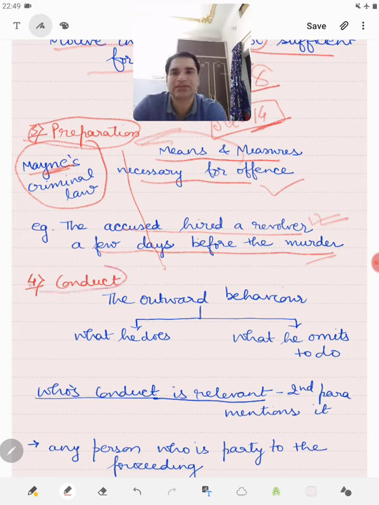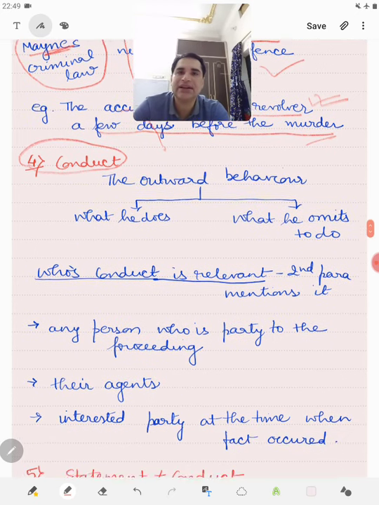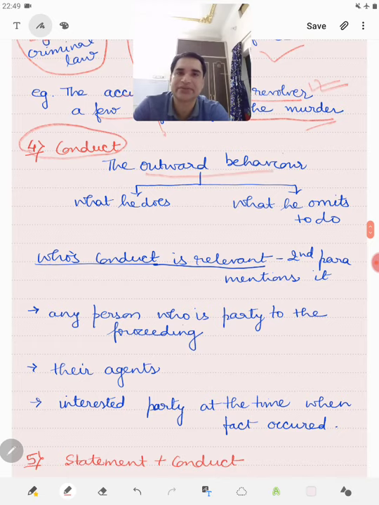Then conduct, which is the fourth one. Conduct is the outward behavior of what a person does and what a person omits to do. That is, what he does and what he does not do. All these are parts of the conduct.